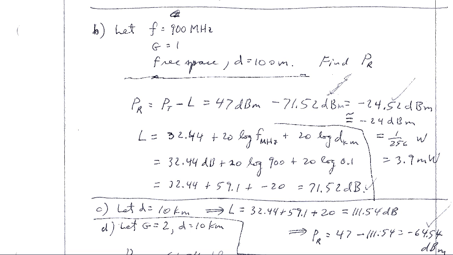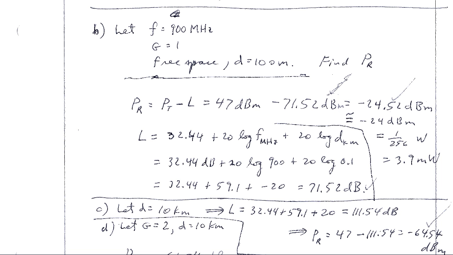And now we're going to plug that into this equation, where I'm not including any gain terms because a gain of 1 is 0 dB of gain. And so my received power is simply my transmitted minus the loss. Simple calculation, minus 24 dBm. And it turns into 3.9 milliwatts.